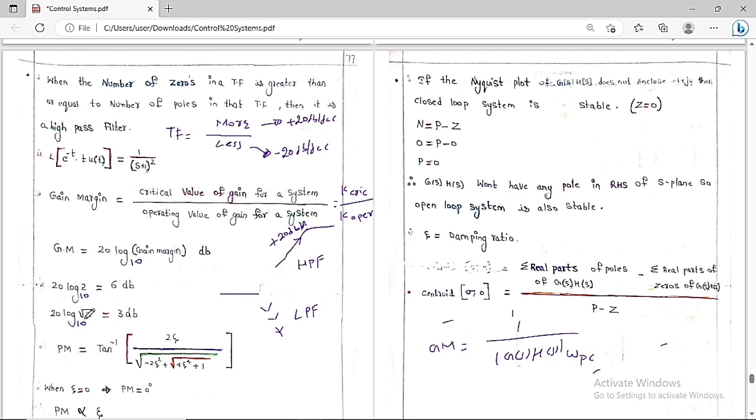So 20 log 2 to the base 10 is always equal to 6 dB. This number you always have to keep in mind.